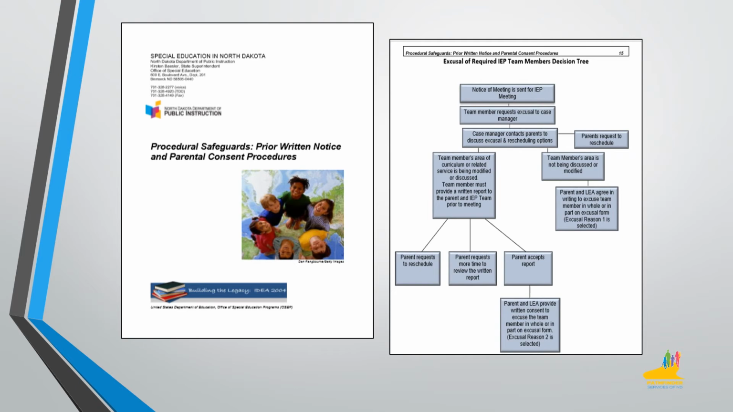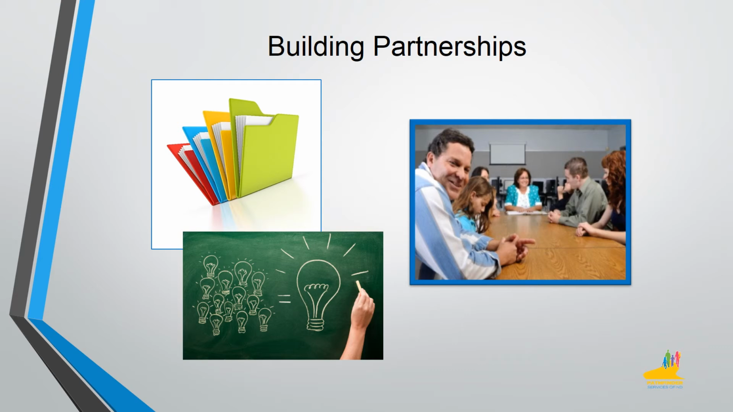The ND-DPI guidance document, Procedural Safeguards, Prior Written Notice, and Parental Consent Procedures, provides a description of the excusal process and a decision tree for completing the IEP excusal meeting form. In addition to assuring the IDEA requirements are implemented, the team must work together to create an IEP that is educationally appropriate and individualized for the student. It will take a partnership between all team members to have a successful and productive meeting.